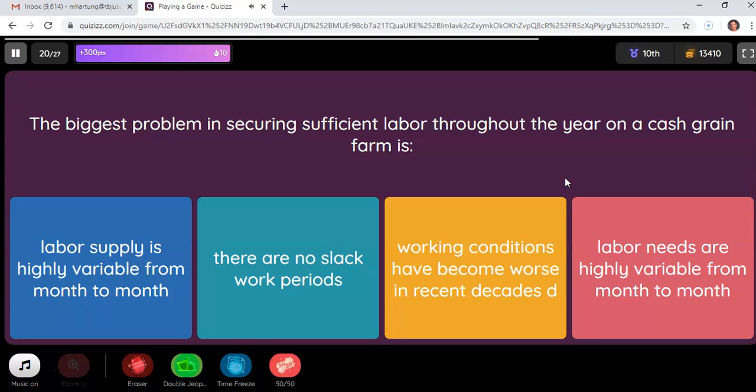The biggest problem in securing sufficient labor throughout the year on a cash grain farm. Okay, so it's a grain farm, seasonal. Let's see what we got. Labor supply is highly variable from month to month. There are no slack work periods. Working conditions have become worse in recent years. No, definitely, that's the definite wrong answer. Labor needs are highly variable from month to month. Yes, the farm labor needs on this type of a farm would be variable from month to month. It's really not about the supply, it's about the need that the farmer has.